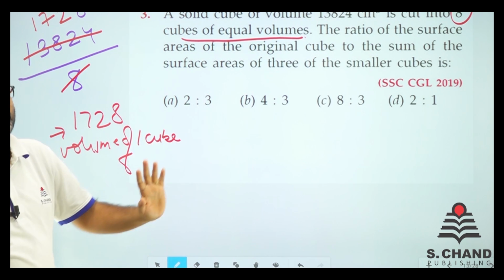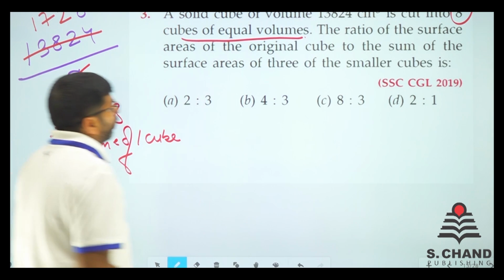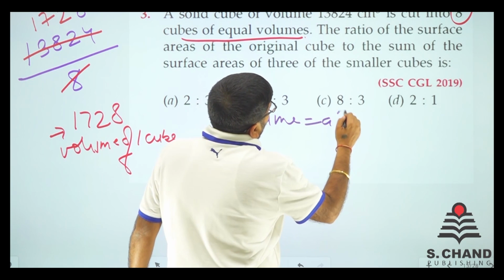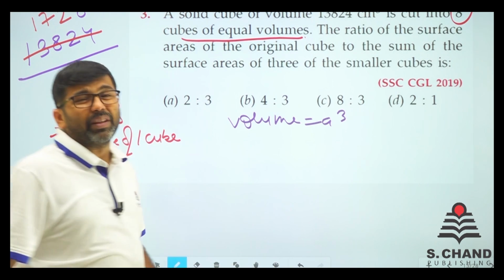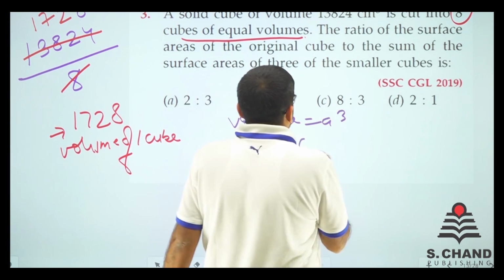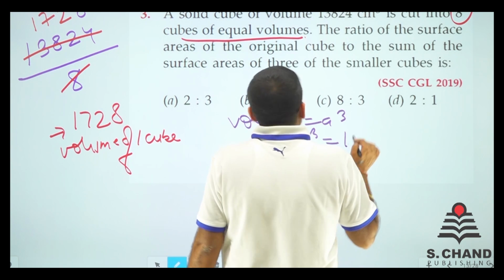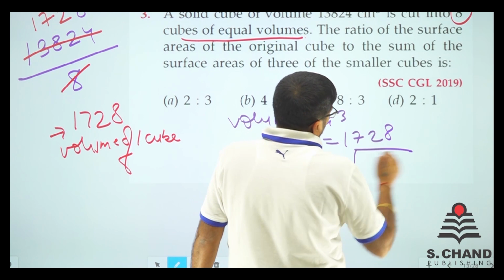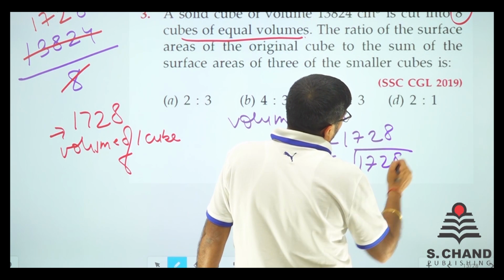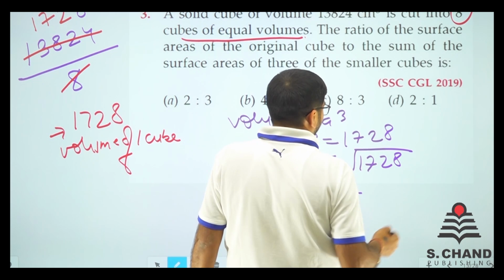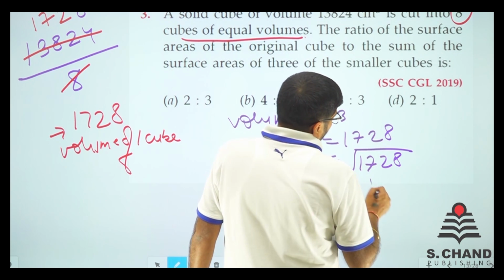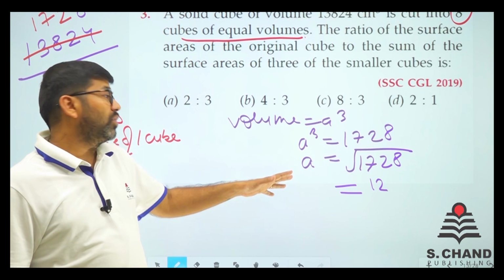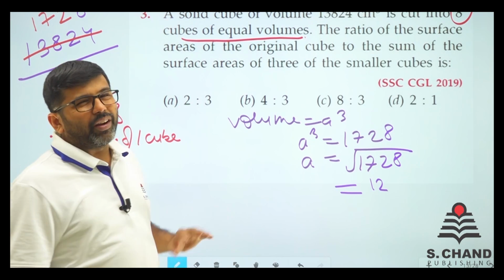1728 centimeter cube, right? Now, if you remember, the volume of cube is A cube, simply A cube, nothing else. So if I say A cube is equal to 1728, that means A is equal to cube root of 1728, and you know it very well. It is cube of 12. So cube root of 1728 is 12. Now we have got A.